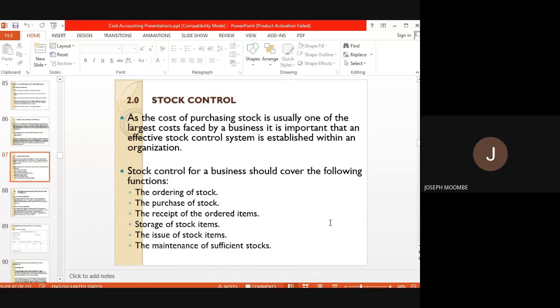Yeah, I think stock, these are products that, I can give an example in that definition. So these are products that are waiting for sale. For example, if we have products that are not yet sold, they are known as stock. If we have products that are not yet sold, we call them stock. Okay.